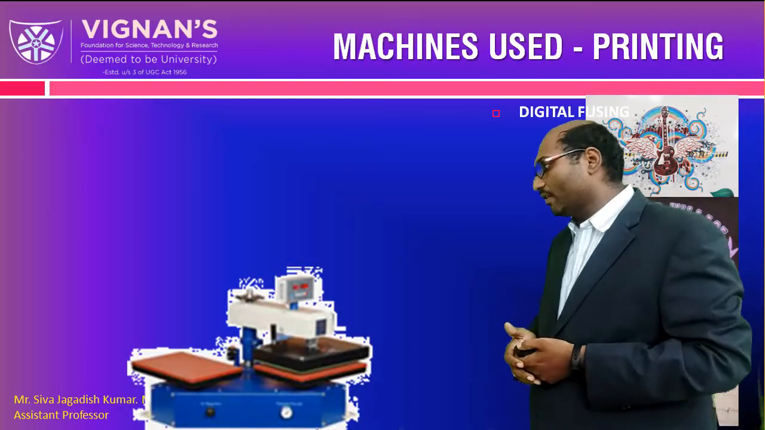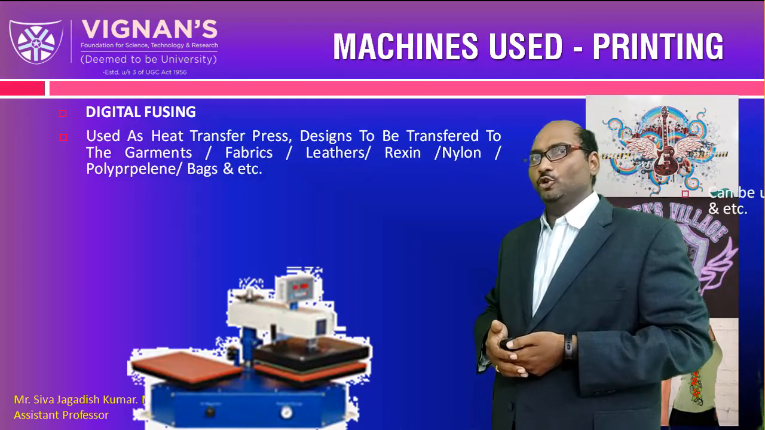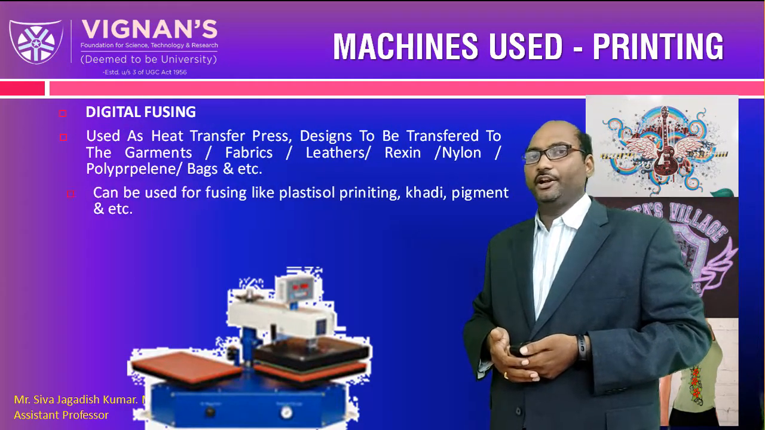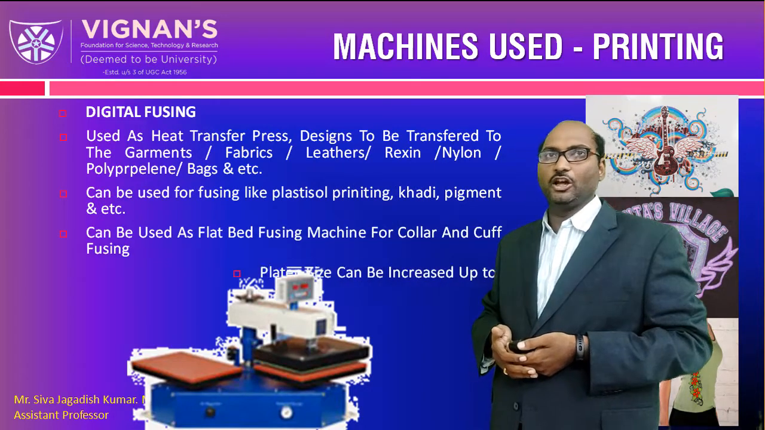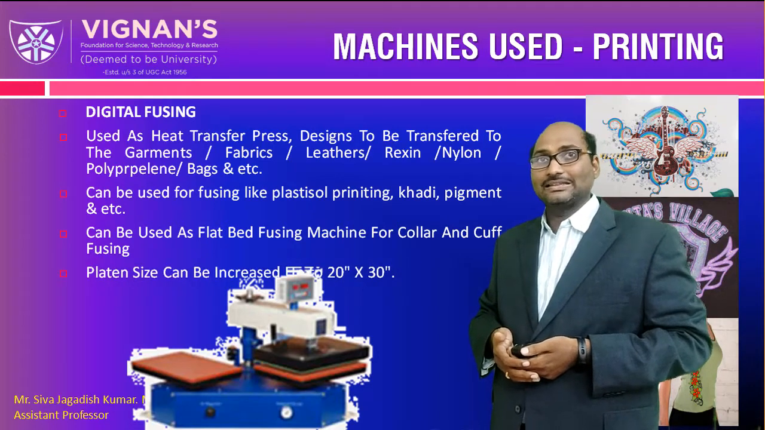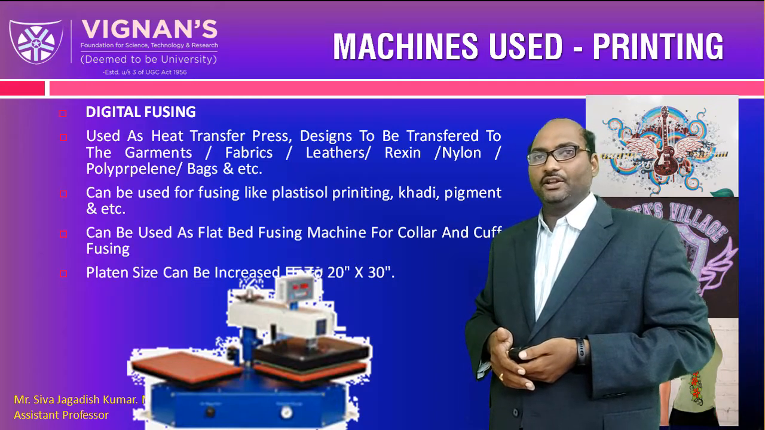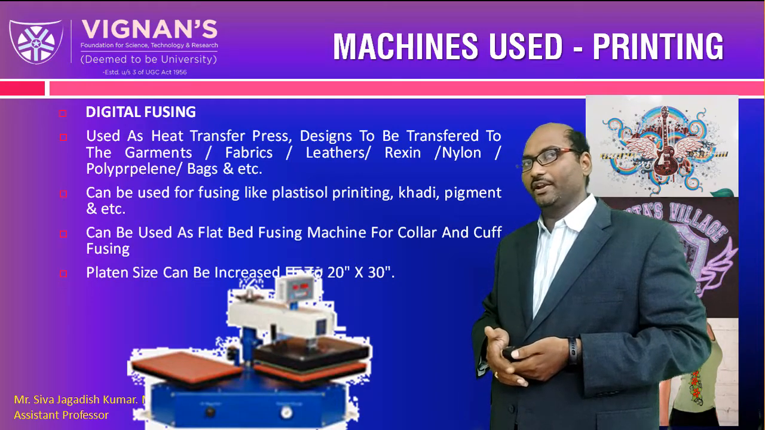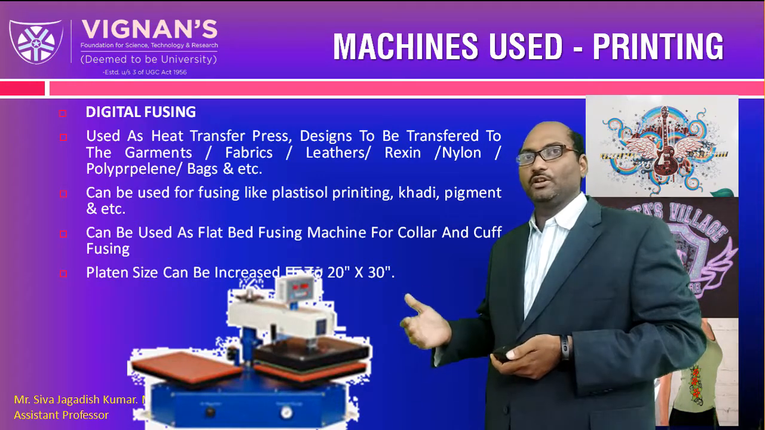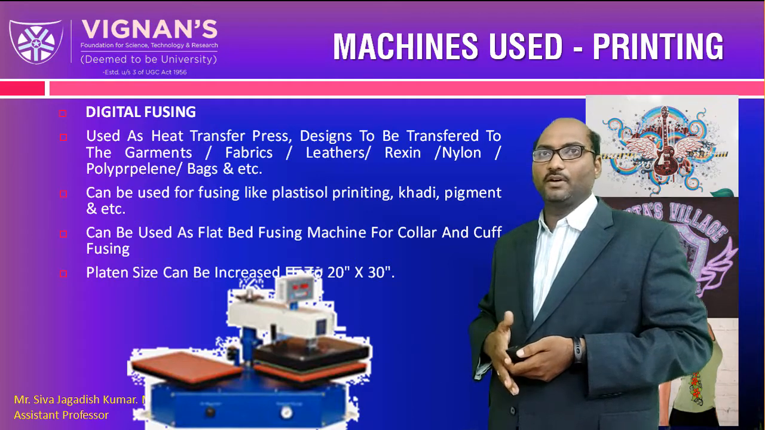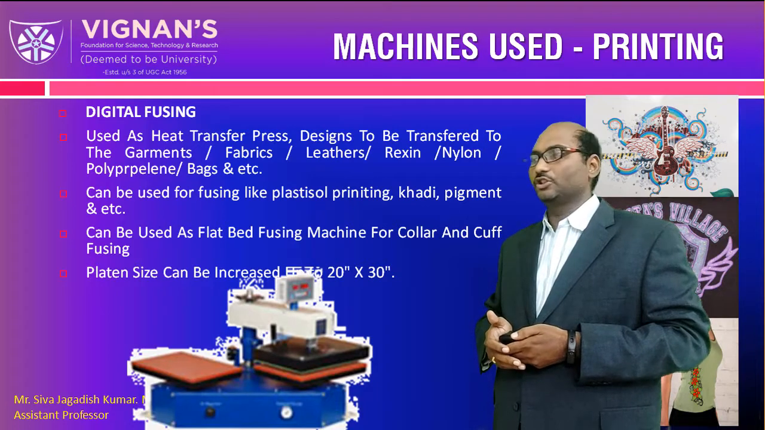The other one is what we refer to as a digital fusing machine or also heat press machine. It is used for heat transfer press and designs to be transferred to garments, fabrics, leather, resins, nylon, polypropylene, bags, etc. It can be used for fusing like plastisol printing, and also for khadi, pigment, etc. It can also be used as a normal fusing machine for fusing collar and cuff, where the size is generally available at 20 inches by 30 inches.